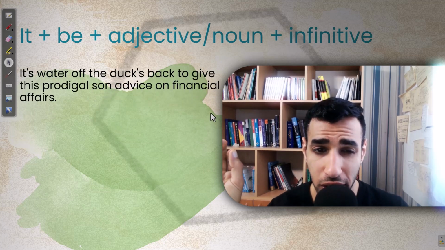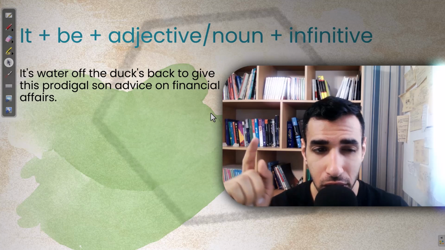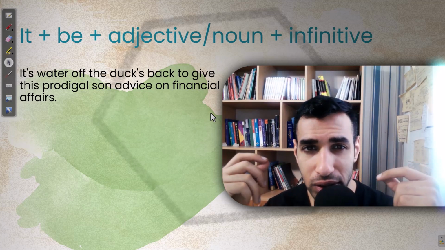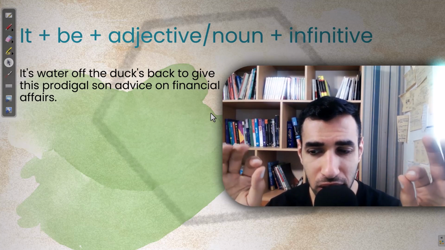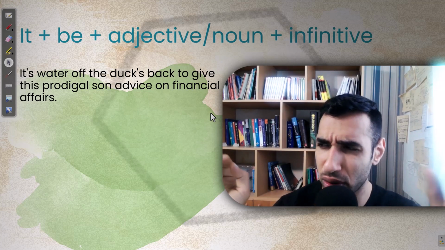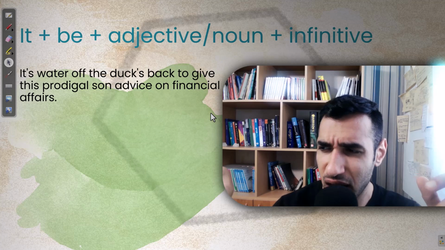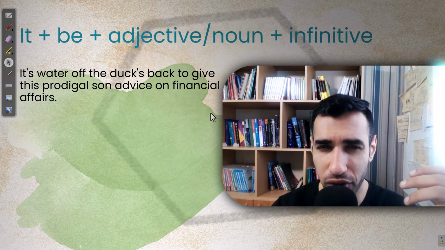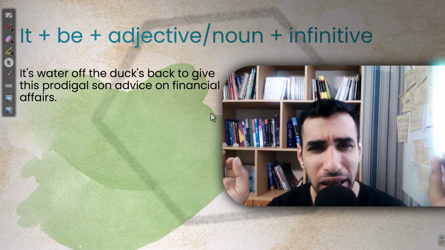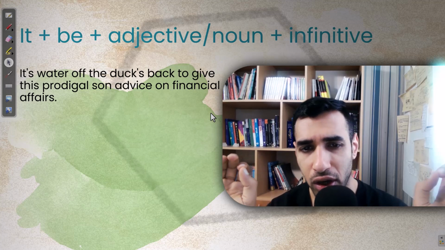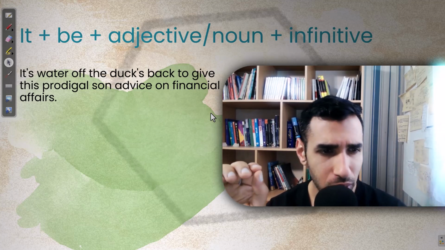It's water off the duck's back to give this prodigal son advice on financial affairs. Water off a duck's back on someone means it has no effect. Don't talk to him, don't give him so much advice. Whatever you say is water off the duck's back to him. It means it has no effect on him.